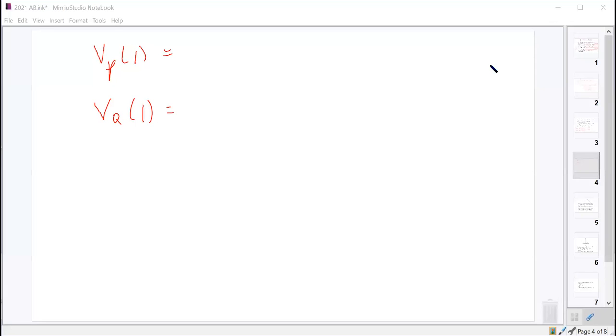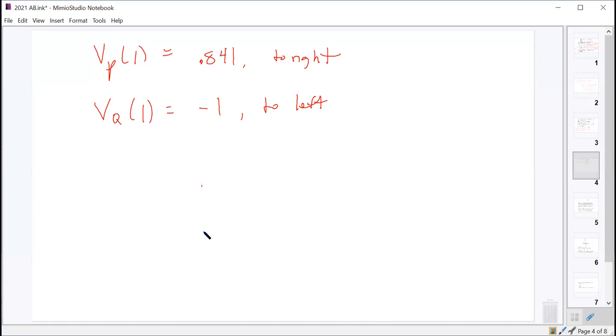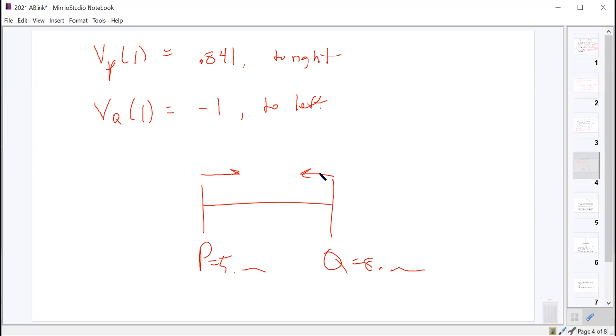What was v sub p of 1? 0.841. People agree with that? So this is moving to the right. Okay. And then what was v sub q of 1? -1. So now it's moving to the left. They want to know if they're moving towards each other or away from each other at t equals 1. So at t equals 1, here's p, here's q. This is like 5 point whatever, and q was 8 point whatever, right? P is moving to the right, q is moving to the left, so they must be moving towards each other.